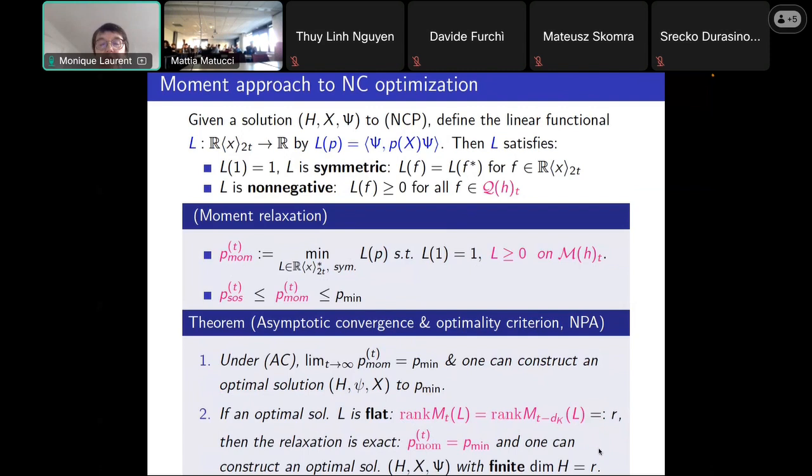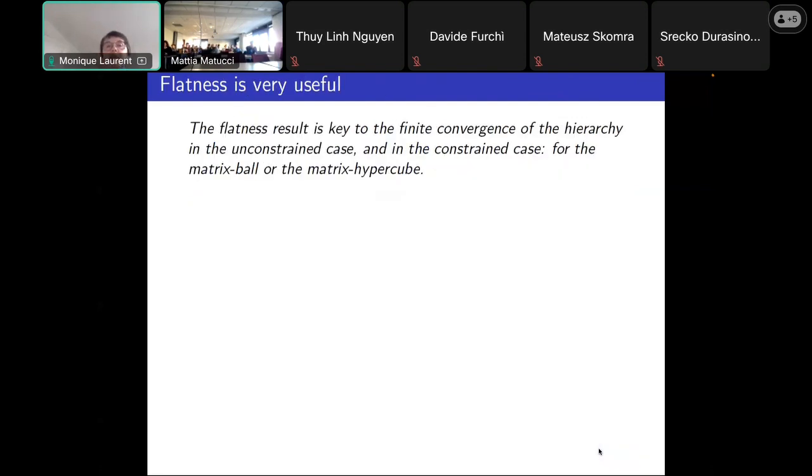So this flatness result is very interesting, and it also underlies the fact that in the unconstrained case, of the matrix ball or the matrix hypercube, things were so nice that you had equivalence between positivity and sums of squares. So that's the next thing I want to say.